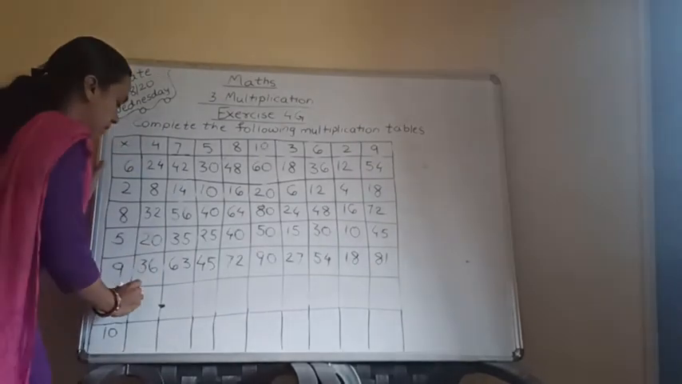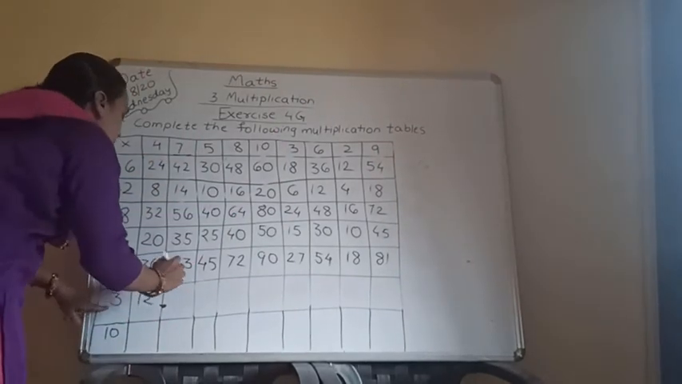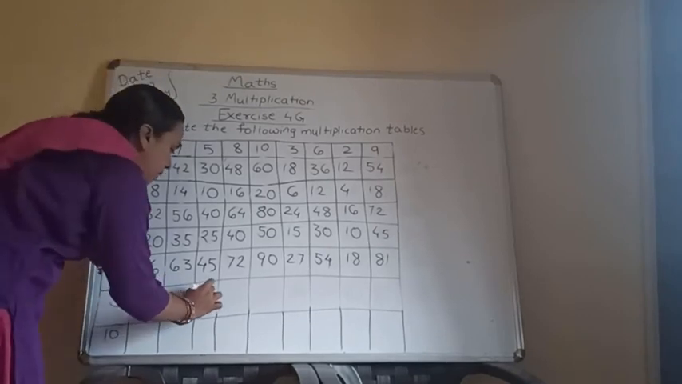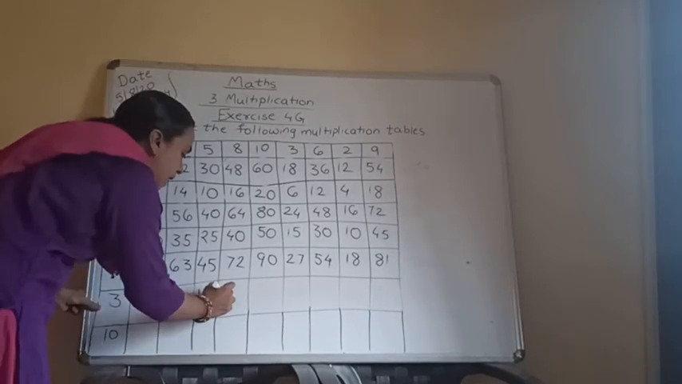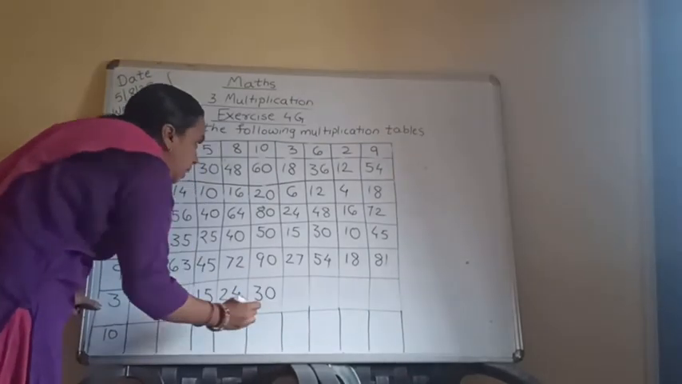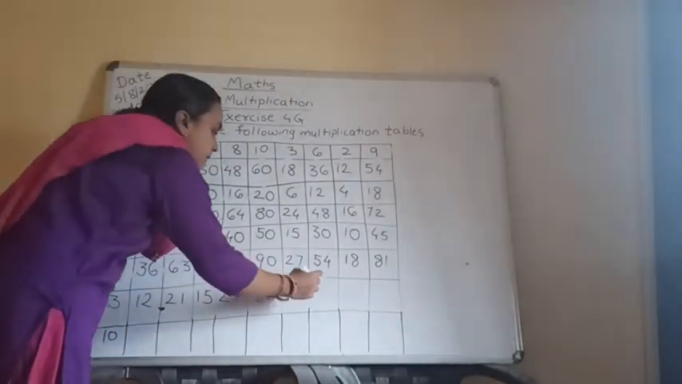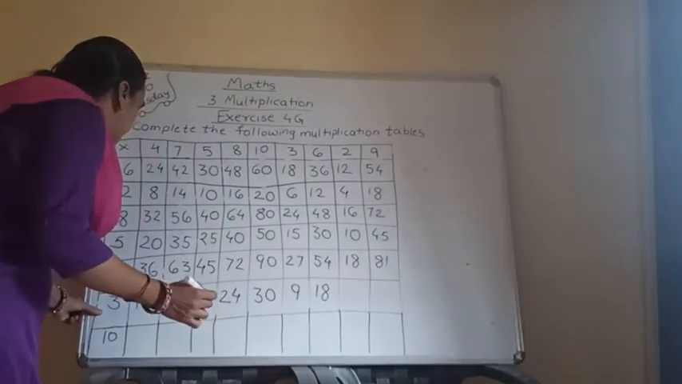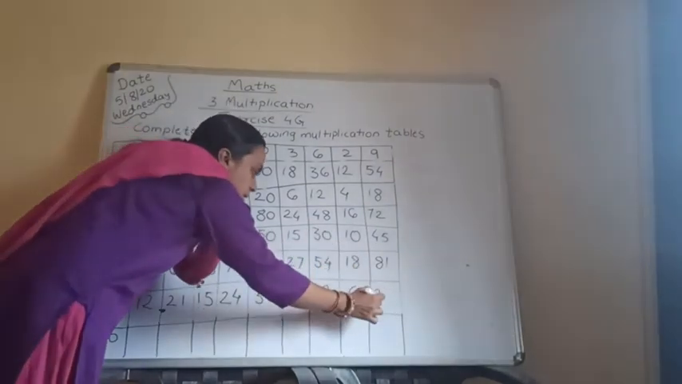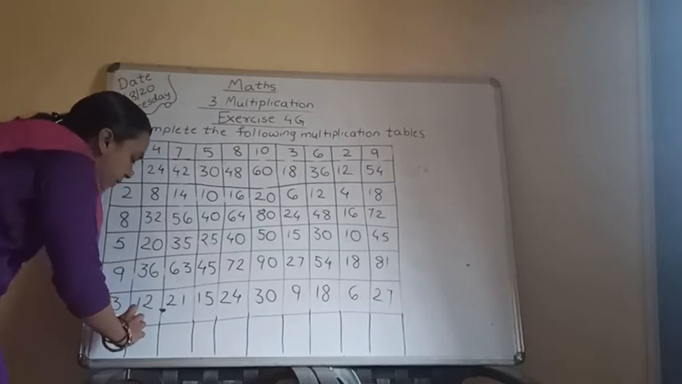Now table of 3. 3 4s are 12. 3 7s are 21. 3 5s are 15. 3 8s are 24. 3 10s are 30, 3 3s are 9, 3 6s are 18, 3 2s are 6, 3 9s are 27. Now 10. 10 multiplied by 4.